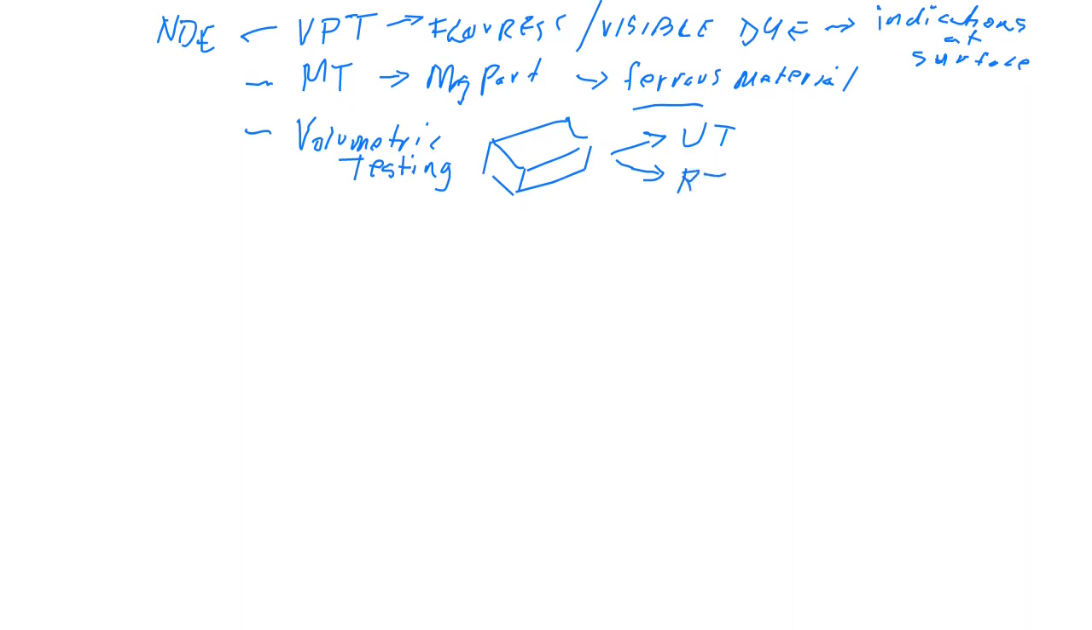And then of course we've got the X-rays, the radiographic testing, and we can either have gamma radiation, or we can have actual X-rays being used. And so the good thing about these is we can find subsurface indications.